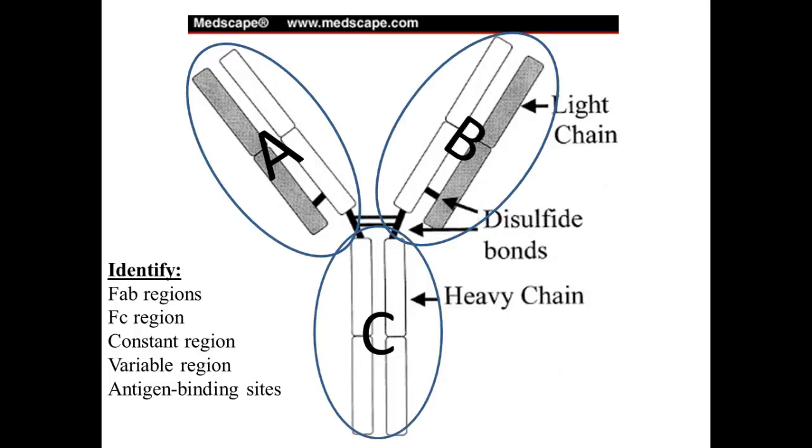So which portion, A, B, or C, do we call the FC region of an antibody? A, B, or C? Which one has the FC region? C, right? It wasn't a trick question, honest. All right. So therefore, what's the function of parts A and B? What do these two parts do?